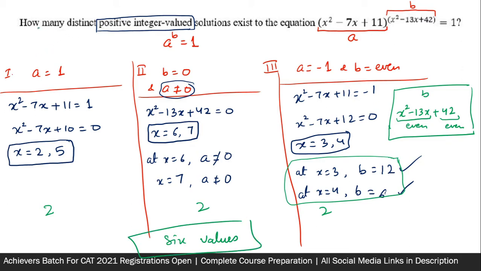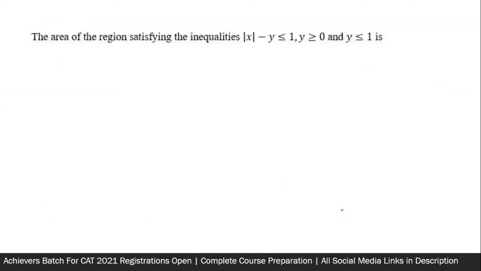So the question was how many distinct positive integer value solutions. There are 6 values. I think we can declare this as our answer, 6 values. So this was the first question of second video. Moving on to the second question, area of the region satisfying these inequalities.